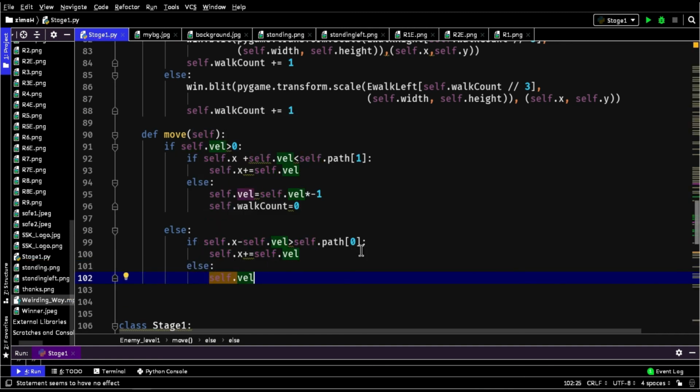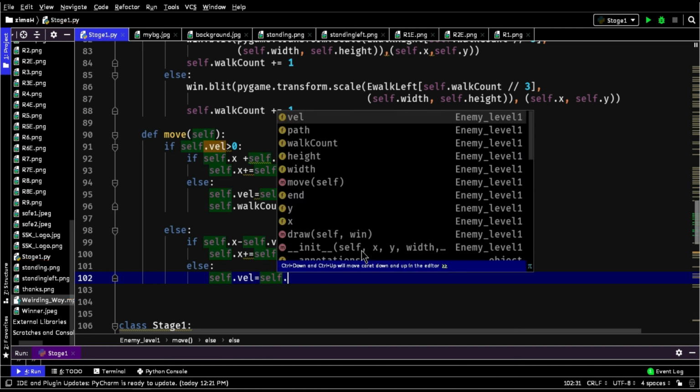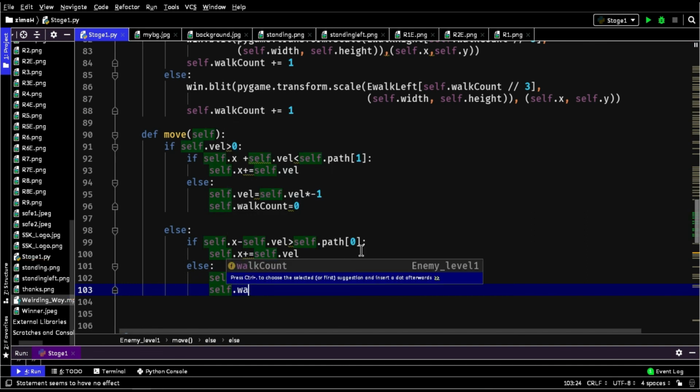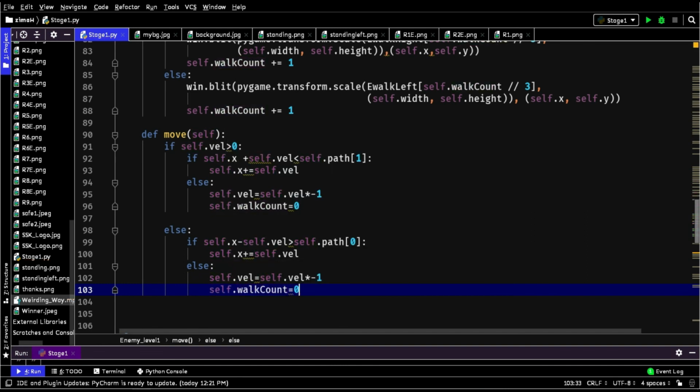Else, it means that the enemy has reached its initial position. Therefore, the enemy will change direction. For that, we will multiply velocity by -1. And self.walk count will be set to 0.